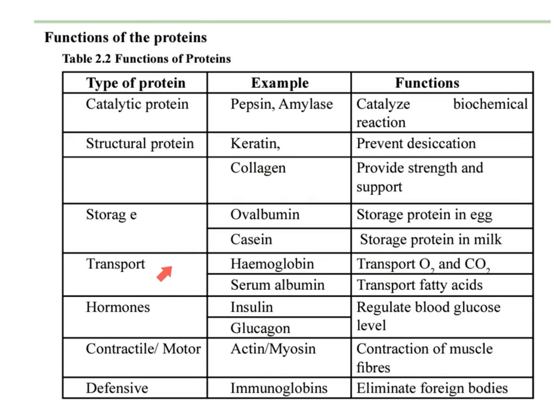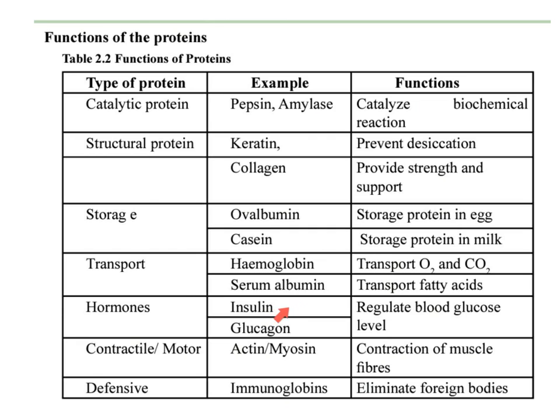The next type is transport proteins. Example, hemoglobin, which transports oxygen and CO2 around your body, in your blood circulatory system. And serum albumin transports fatty acids. Hormones is the next type, where here insulin and glucagon, these 2 are given. They regulate blood glucose level. We will learn the detailed functions when we learn homeostasis.